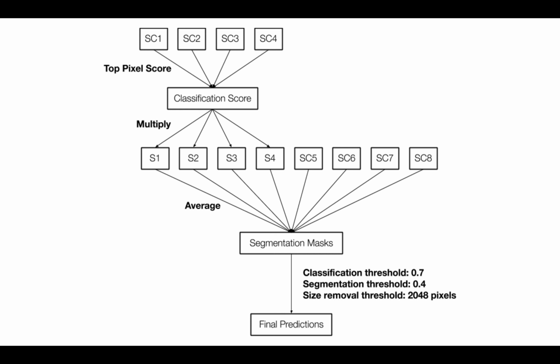This is the inference pipeline that we used. SC represents joint classification and segmentation models, and S represents segmentation-only models. So we had 4 joint models, and we used 4 of these models to just classify images. So we used the top pixel score as a classification score, and then multiplied that classification score into the prediction masks from the segmentation-only models. In this way, we could combat the increased number of false positives that you get with the segmentation-only models.